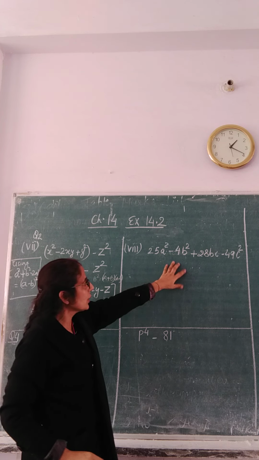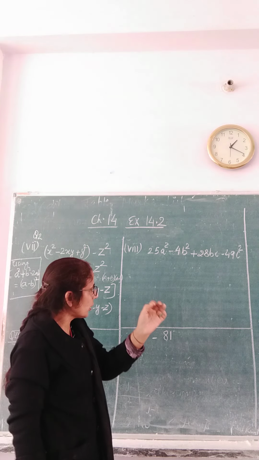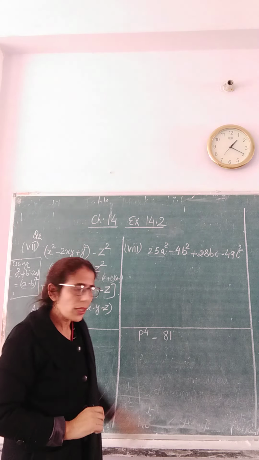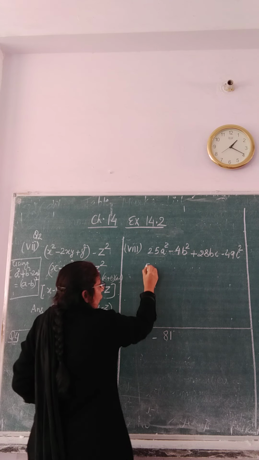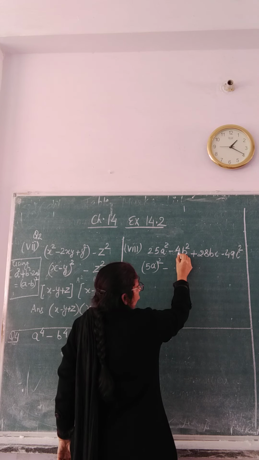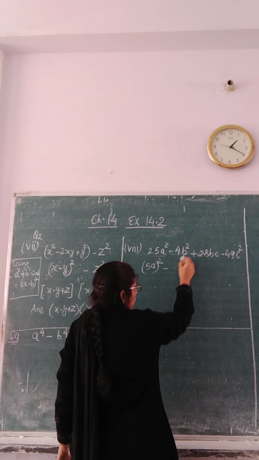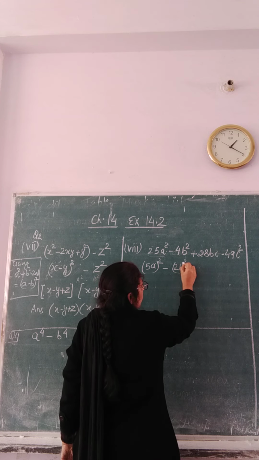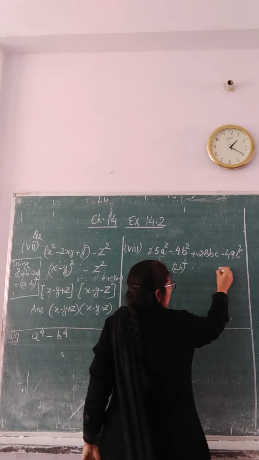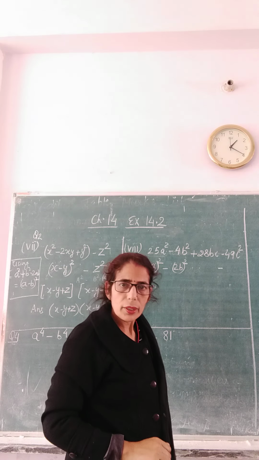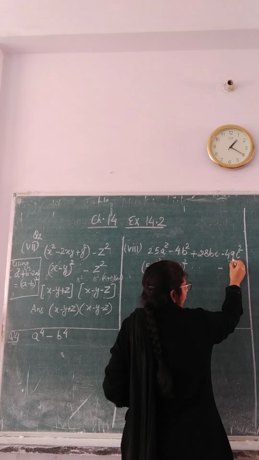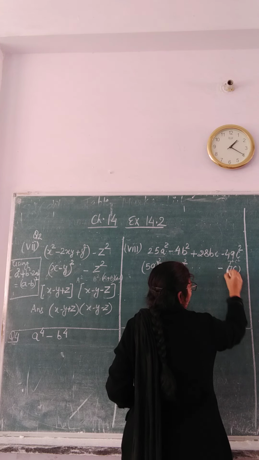Now, similarly, this question needs your attention. See here, it is 25a square. I can write it as 5 square a square, that is 5a whole square. Now minus 4 b square is minus 2 square b square, so it can be written as 2b whole square. Then this is 49c square. 49 is a perfect square number, it can be written as 7 square c square, which will be equal to 7c whole square.